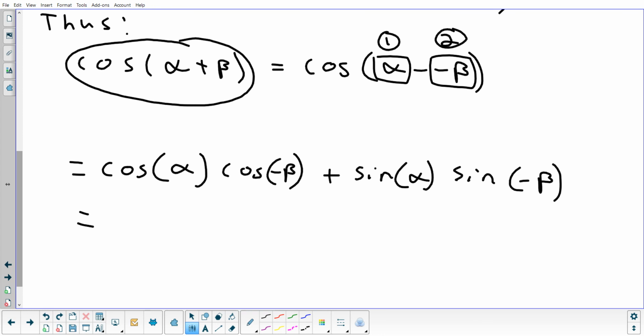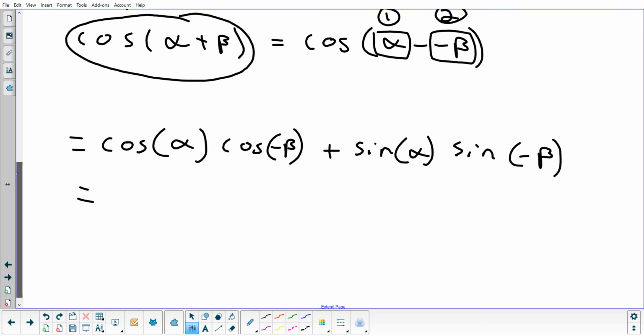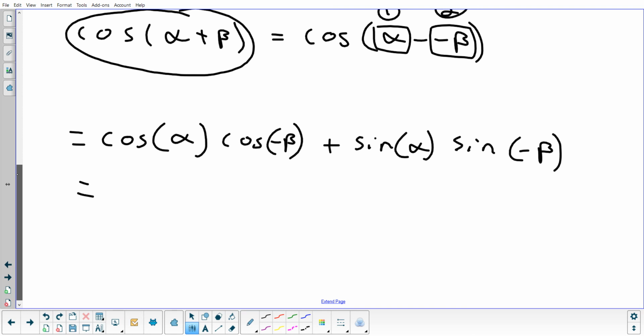Okay, so let's look at the first term. There's two factors in the first term. Which factor there can I simplify a little bit? You can just say that cosine of negative beta is just cosine beta. Yep, so cosine negative beta is just cosine beta. When you put a negative inside an argument on a cosine function, it doesn't make a difference. So we can do it just like that. Okay, so we've got that.